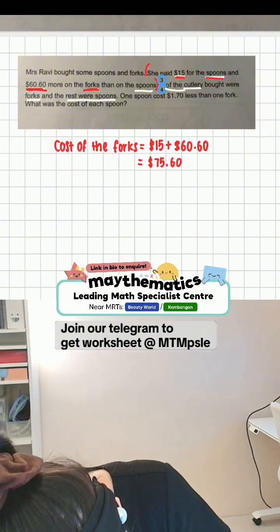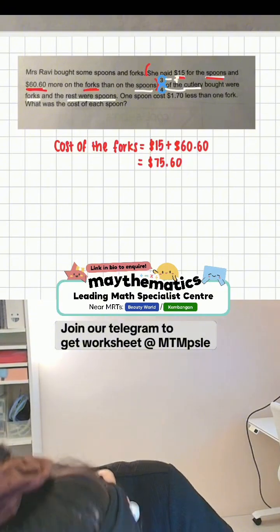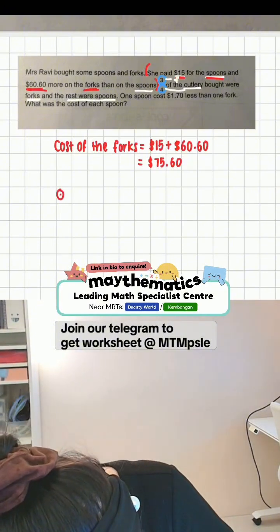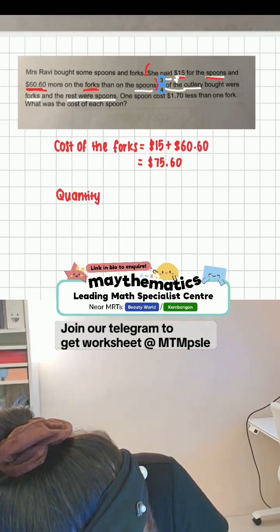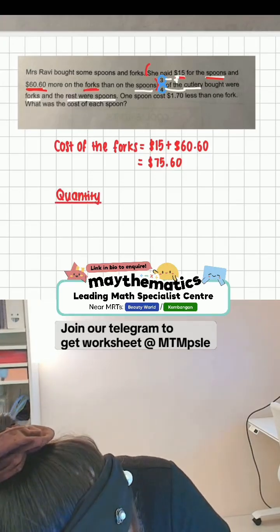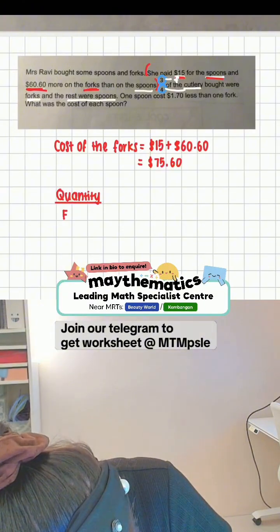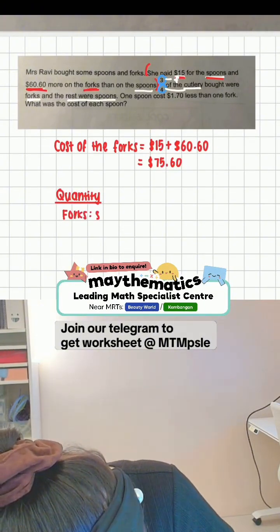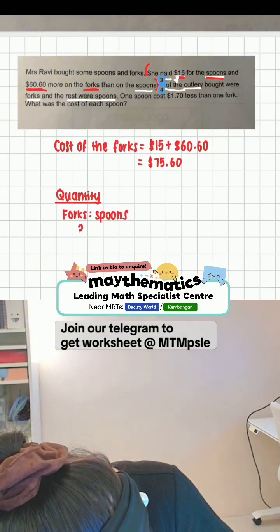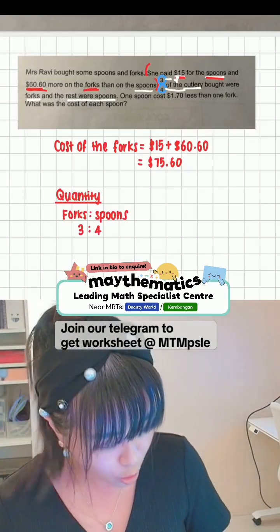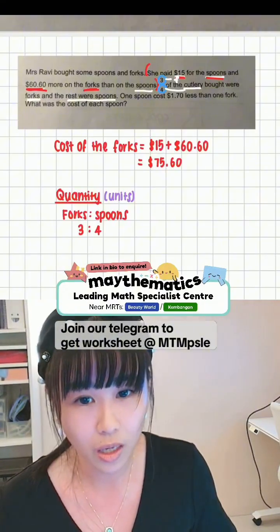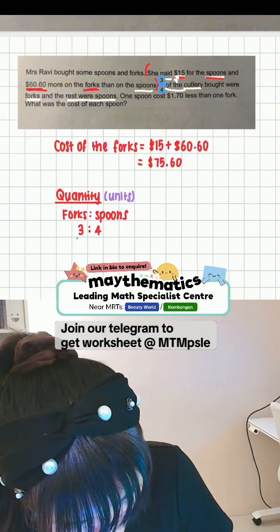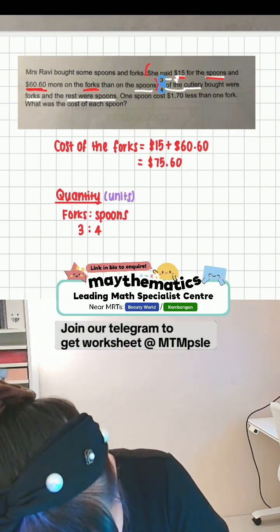So it means out of 4 units of your cutlery, 3 units bought were forks. So I'm just going to write F. In terms of your quantity, number of forks and number of spoons, your ratio of forks to spoons should be 3:4. So what you are going to do is let this be units. It's like 3 units to 4 units. That's how you interpret it. Then the next one.